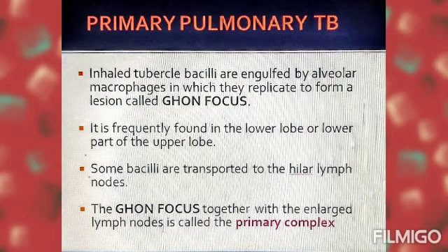In primary pulmonary TB, inhaled tubercle bacilli are engulfed by alveolar macrophages, in which they replicate to form a lesion called the Ghon focus. It is frequently found in the lower lobe or lower part of the upper lobe. Some bacilli are transported to the hilar lymph nodes. The Ghon focus together with the enlarged lymph nodes is called the primary complex. So these are the features of primary pulmonary TB.